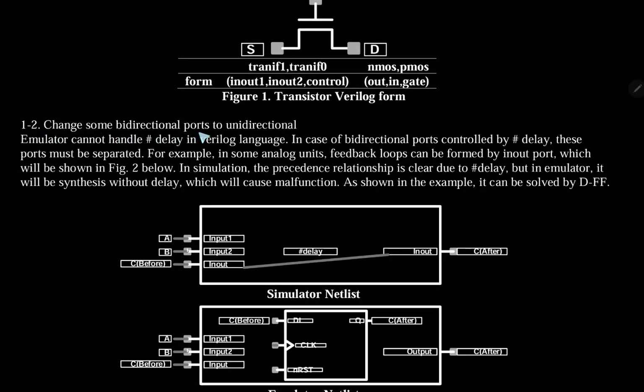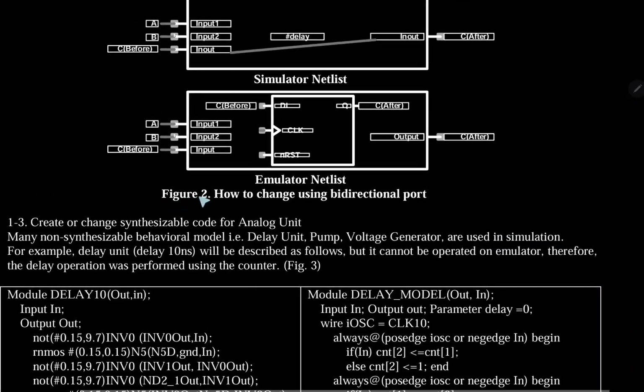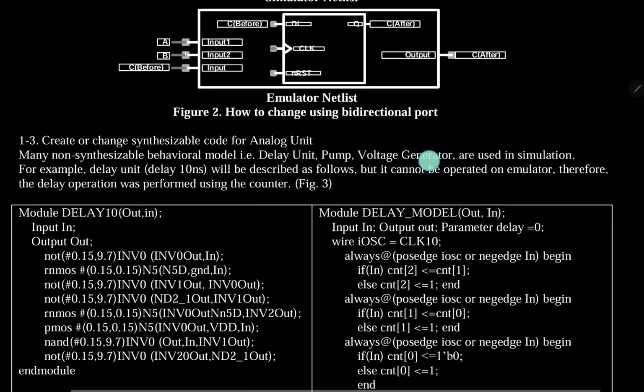1-2. Change some bidirectional ports to unidirectional. The emulator cannot handle the # delay in Verilog language. In the case of a bidirectional port controlled by # delay, these ports must be separated. For example, in some analog units, feedback loops can be formed by an inout port, which will be shown in figure 2 below. In simulation, the precedence relationship is clear due to the # delay, but in the emulator, it will be synthesized without delay. It will cause a malfunction. As shown in the figure example, it can be solved by a D flip-flop. Figure 2 is how to change using the bidirectional port.